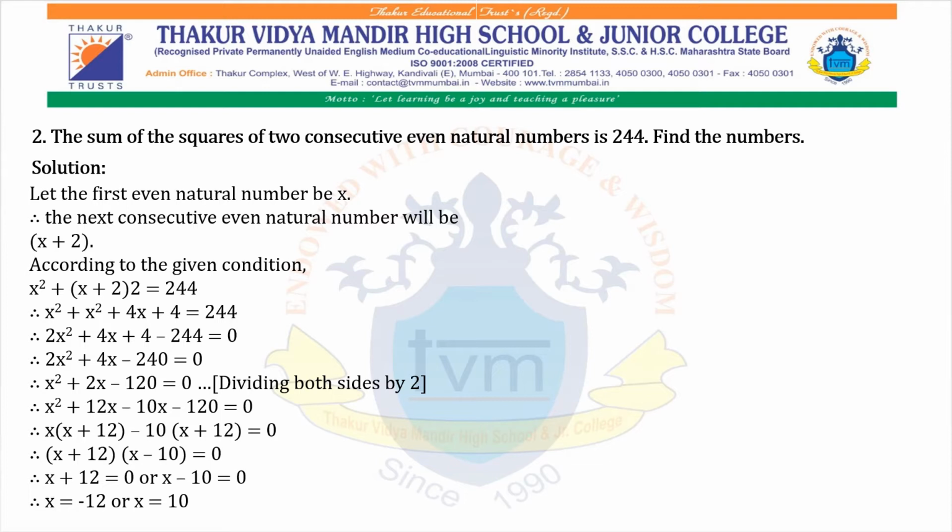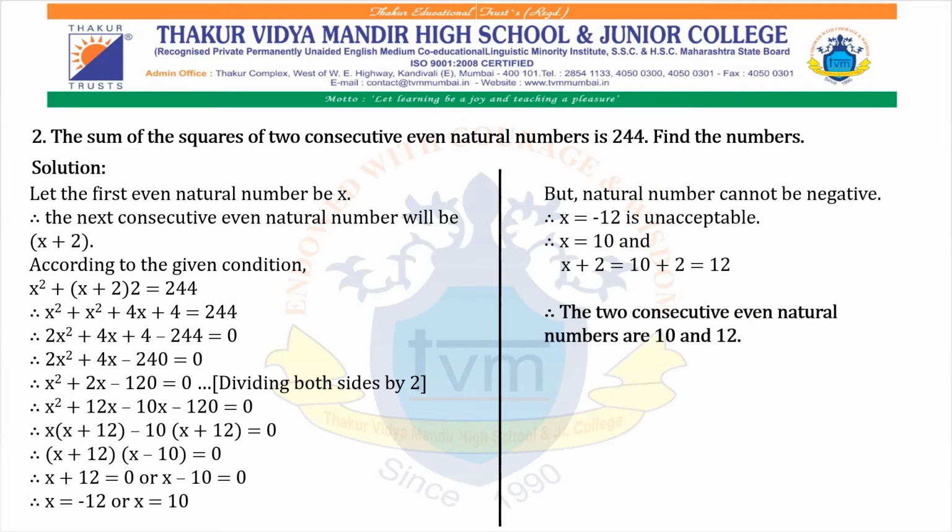Therefore, (x plus 12)(x minus 10) is equal to 0. Therefore, x plus 12 is equal to 0 or x minus 10 is equal to 0. Therefore, x is equal to minus 12 or x is equal to 10. But natural number cannot be negative. Therefore, x is equal to minus 12 is unacceptable. Therefore, x is equal to 10, and x plus 2 is equal to 10 plus 2, which is equal to 12. Therefore, two consecutive even natural numbers are 10 and 12.